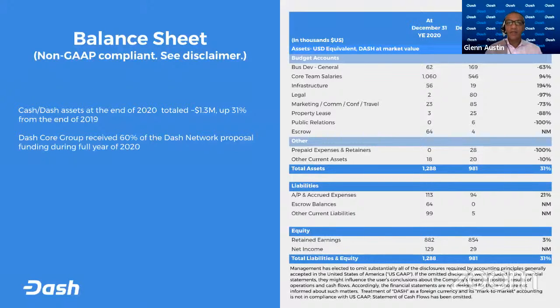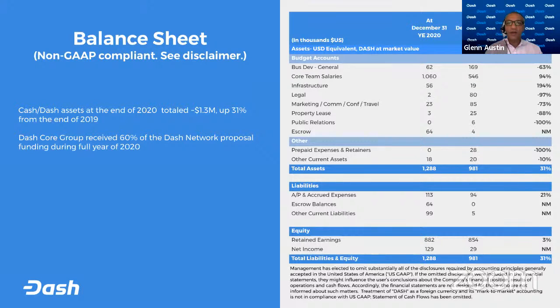Moving on to business development. Most of the $62,000 in business development have now been committed to integrations and promotional activities that will occur over the next 4 to 5 months. We do anticipate topping up that account by submitting a proposal to the network for additional funding in the next 3 budget cycles, I would say.